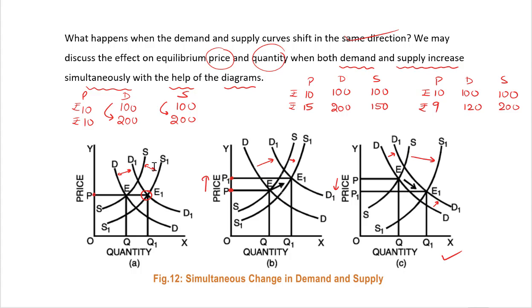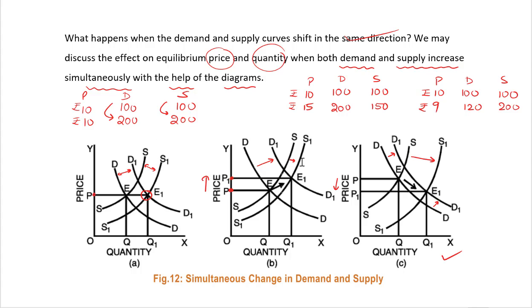If demand has increased more as compared to the increase in supply, but the increase in supply is less as compared to the increase in demand, the price will shoot up from OP to OP1. But in the third case, the demand has increased, but there is a very tiny increase in the demand, very little increase in the demand, but there is a vast increase in the supply. In that case, what will happen? The price will come down from OP to OP1.